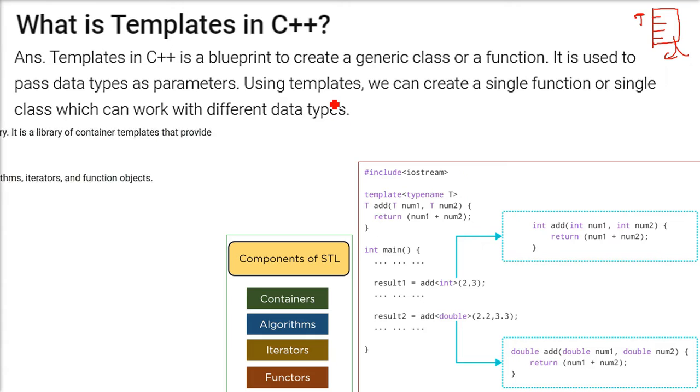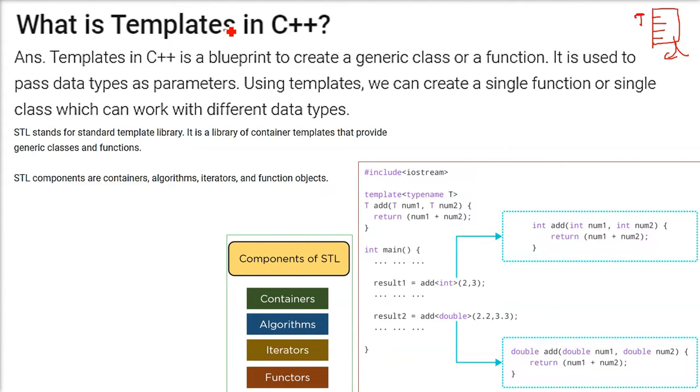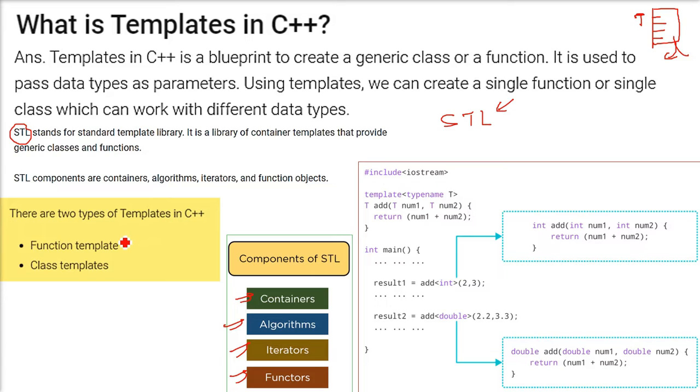I'll give you an example. Before that, it comes from the STL. STL stands for Standard Template Library. This is a library of container templates that provide generic classes and functions. The STL components are containers, algorithms, iterators, and function objects. I'll show you how it works. But before that, there are two types of templates in C++. As I said, we can create a generic class or a function, that is why there are function templates and class templates.